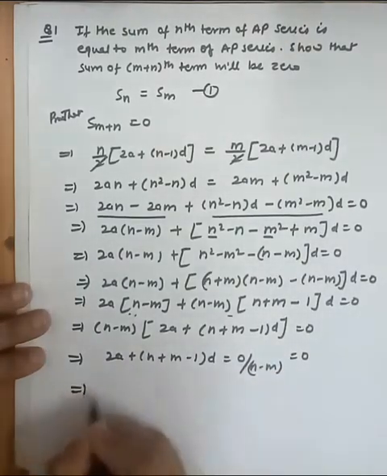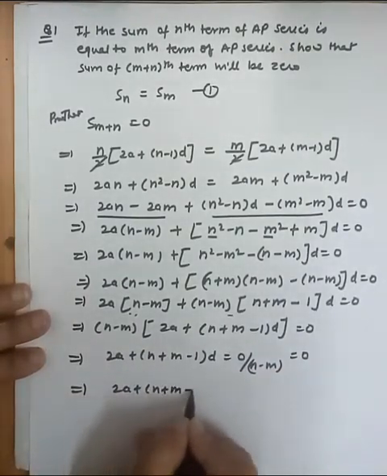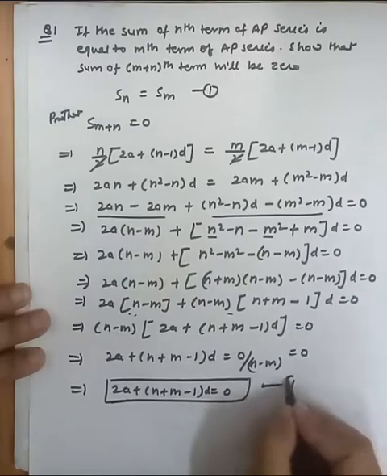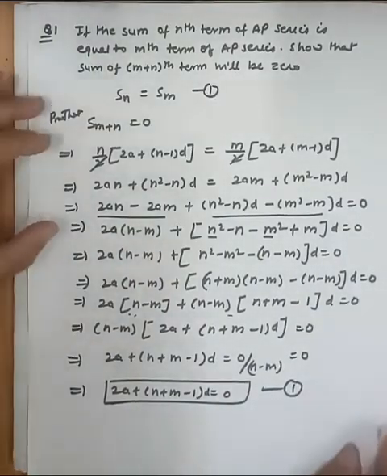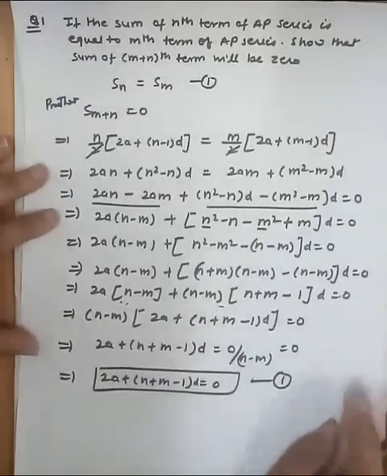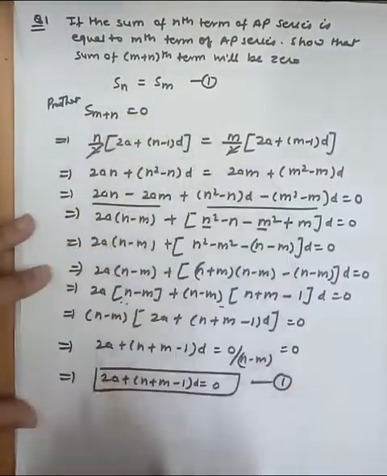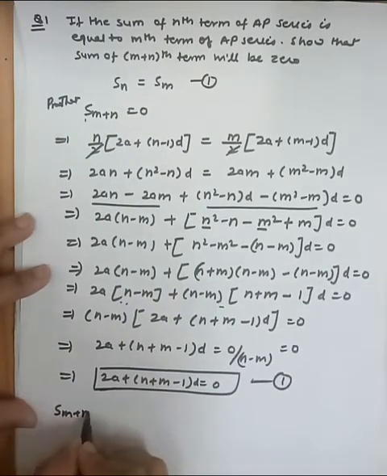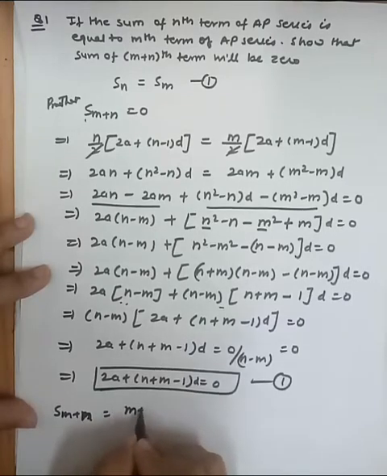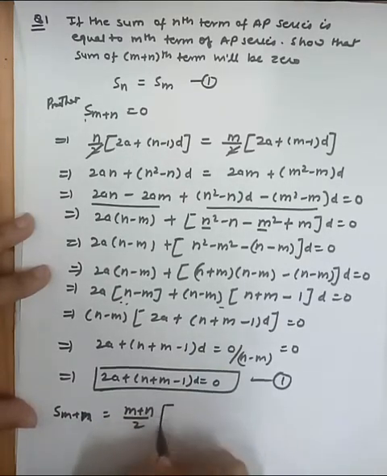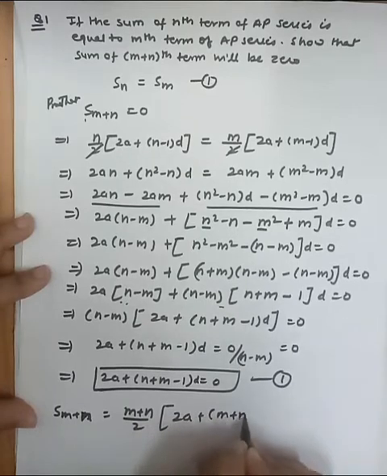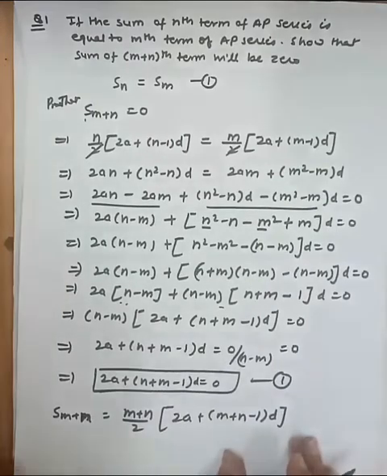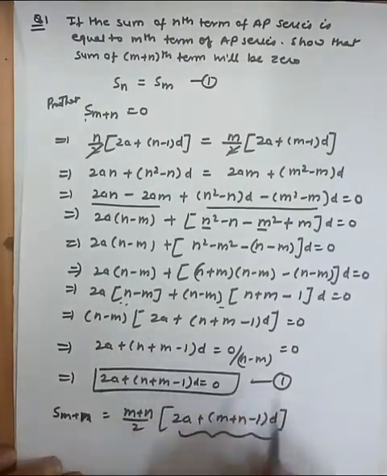Okay, so we get this one. For solving the condition, we got this expression. It's the first equation. Now we want to show S(m+n) equal to 0. So the formula for S(m+n) is (m plus n) by 2 (2a plus (m plus n minus 1) d).